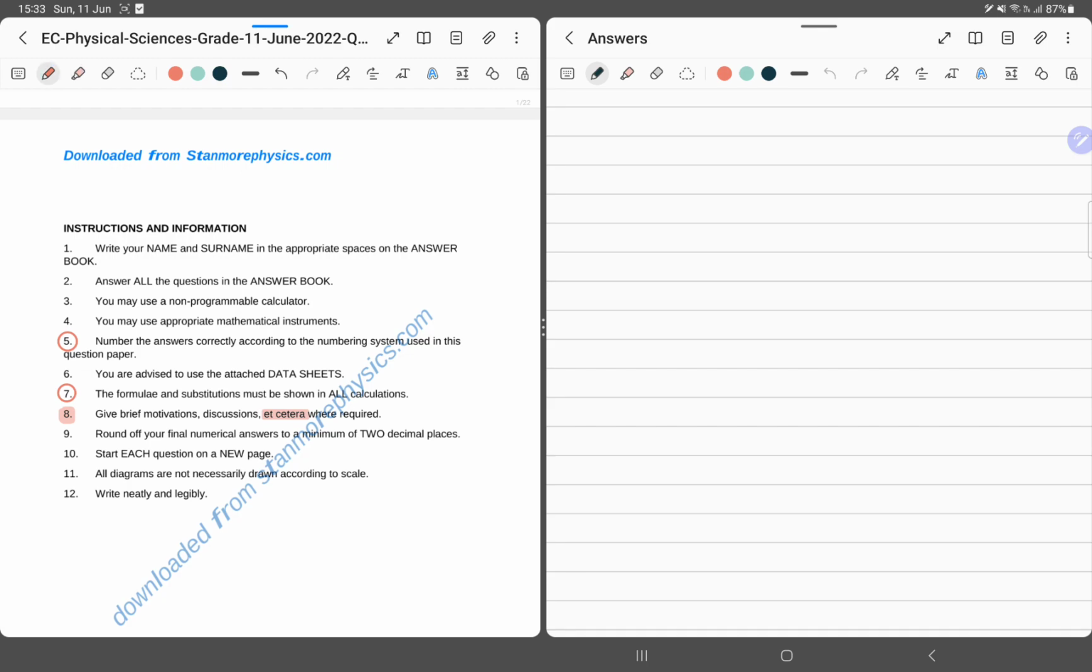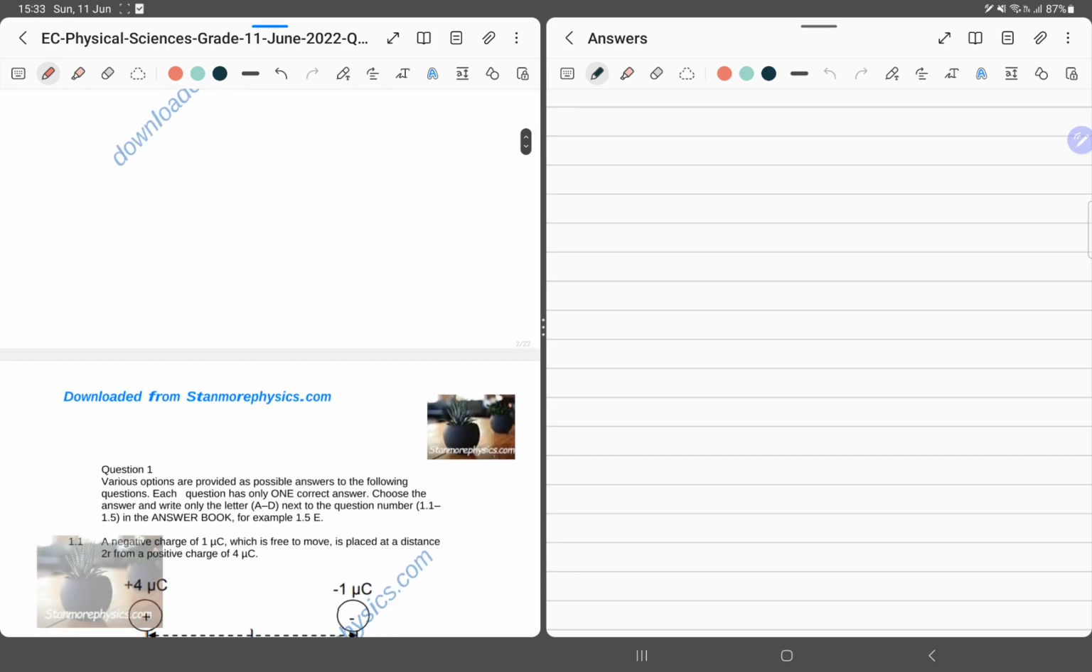Still sticking with the operational instructions, we round off our final numerical answers to a minimum of 2 decimal places. This means 2 or more, all right? Then start each question on a new page, okay? It's of note to keep in mind that diagrams are not necessarily drawn to scale, so don't try to read too much into the diagrams per se, but do learn the implications behind those diagrams. All right, let's get to question 1.